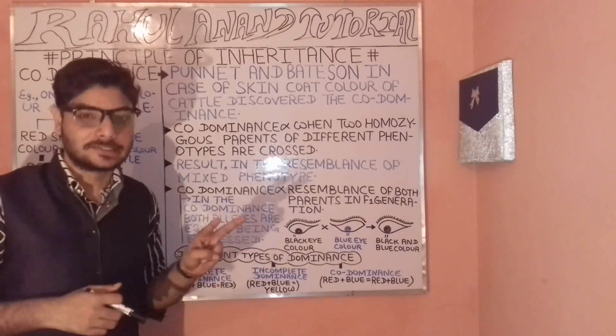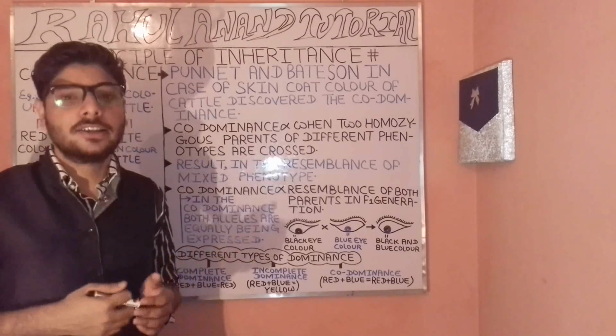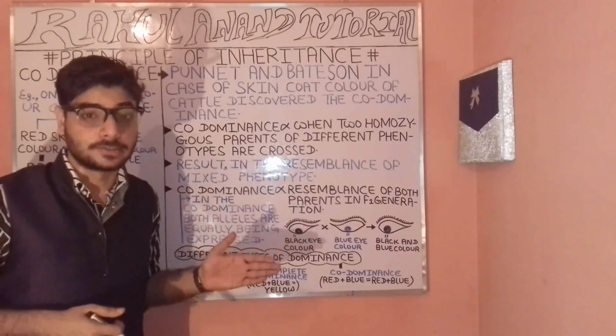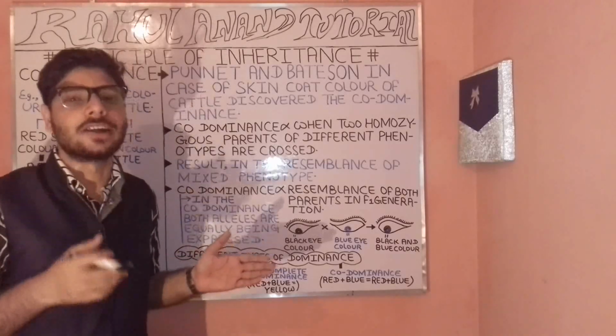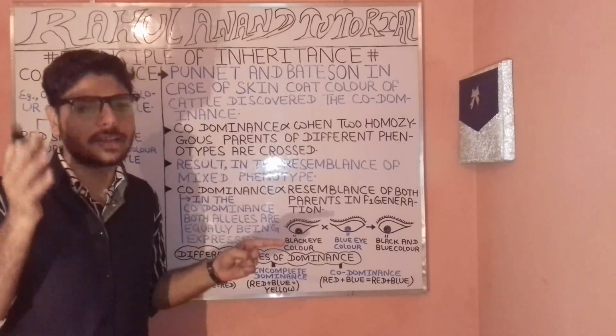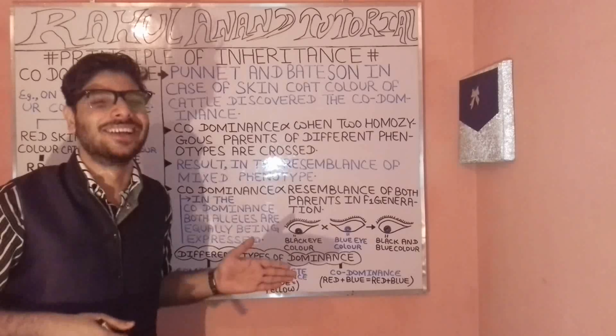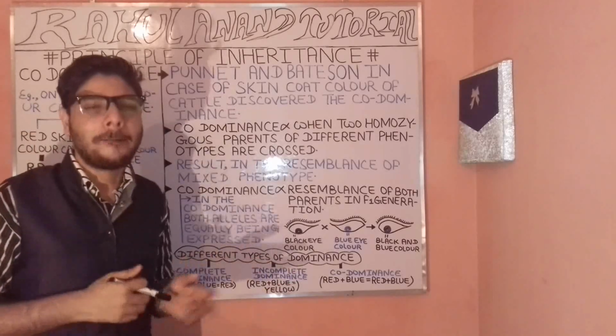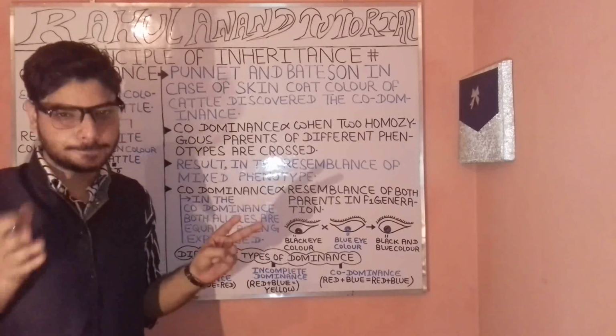So what are actually the alleles? We have two types of genes, and these are the alleles, also called allelomorphs. These are the different forms of the gene which is localized at the different loci of chromosomes.